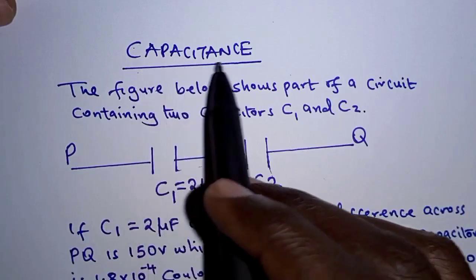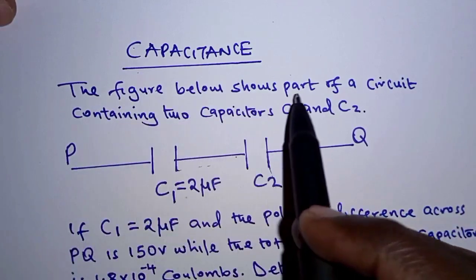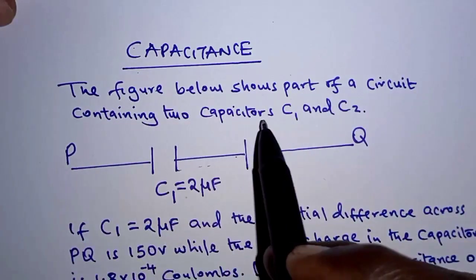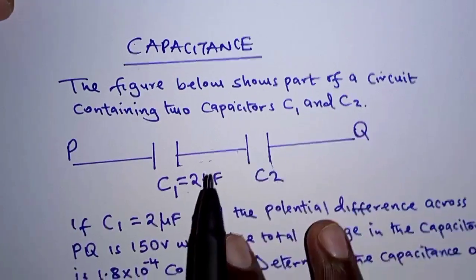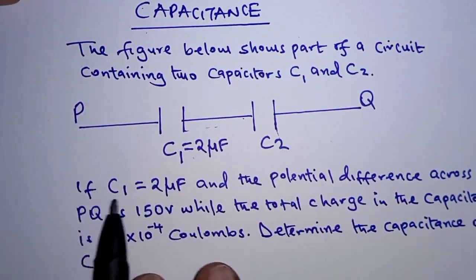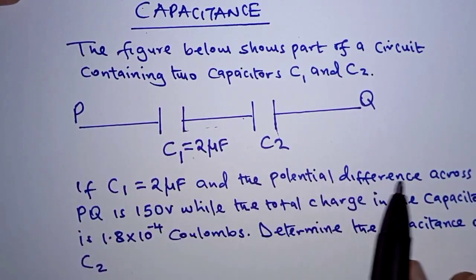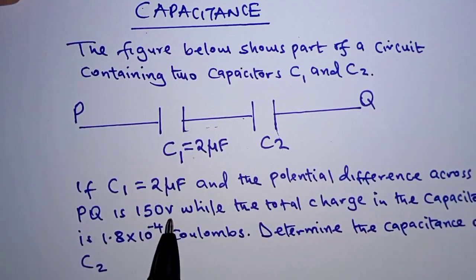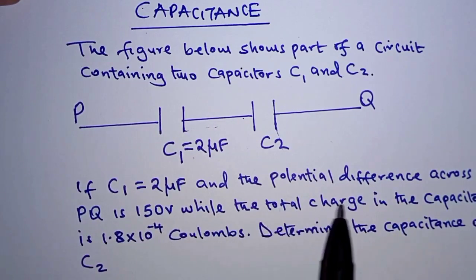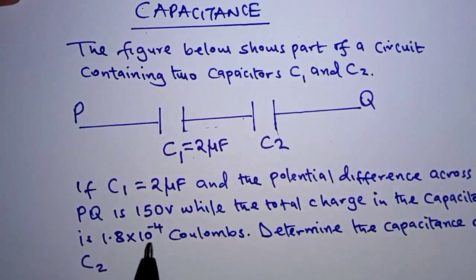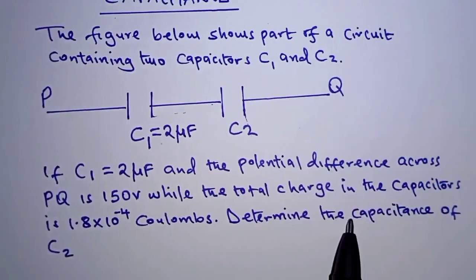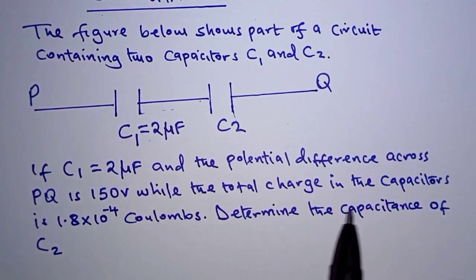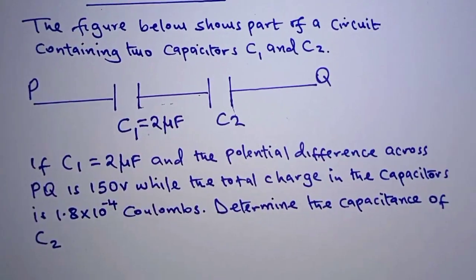The question today is about capacitance. The figure below shows part of a circuit containing two capacitors C1 and C2. So we have the diagram. If C1 is 2 microfarads and the potential difference across PQ is 150 volts, while the total charge in the capacitors is 1.8 times 10 power negative 4 coulombs, determine the capacitance of C2.